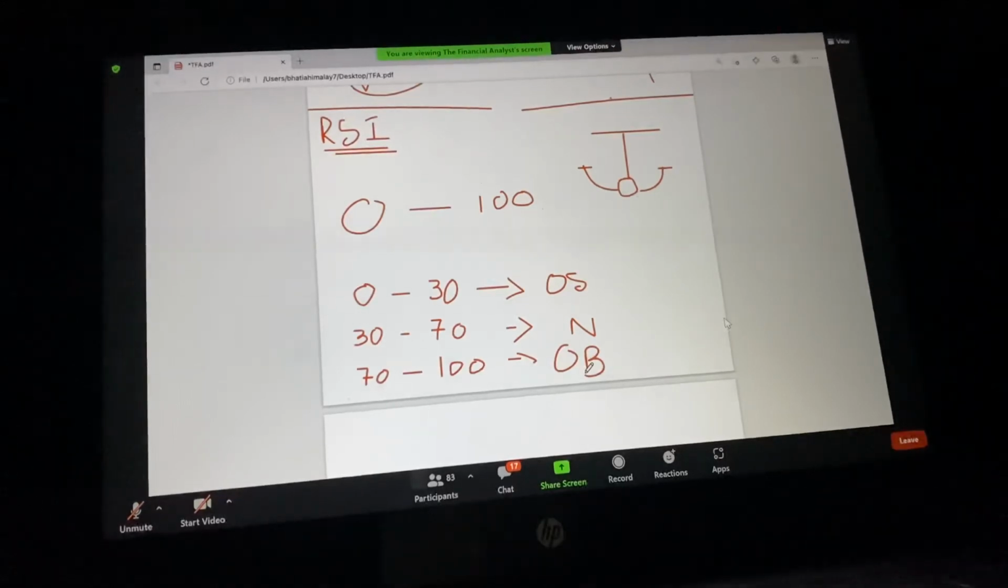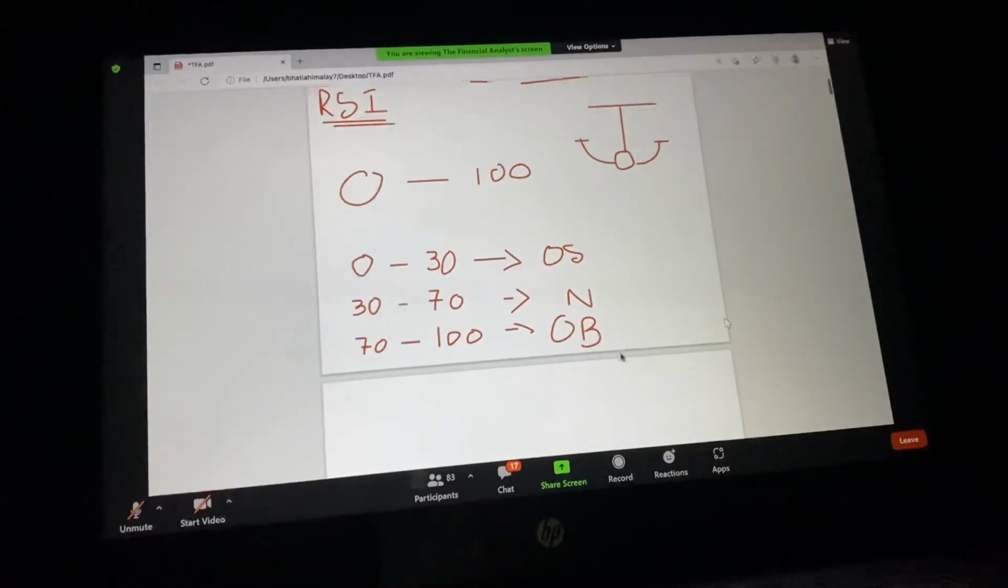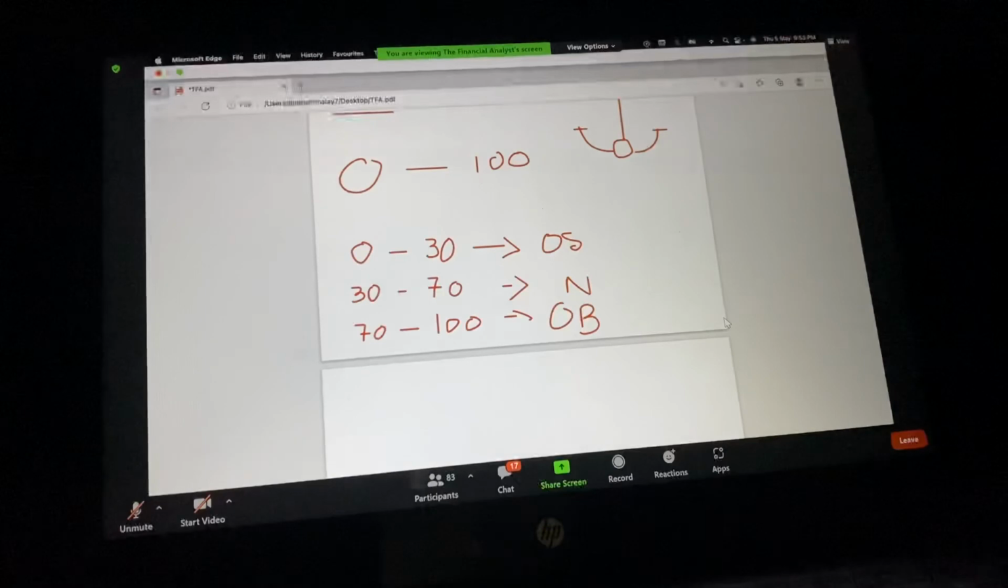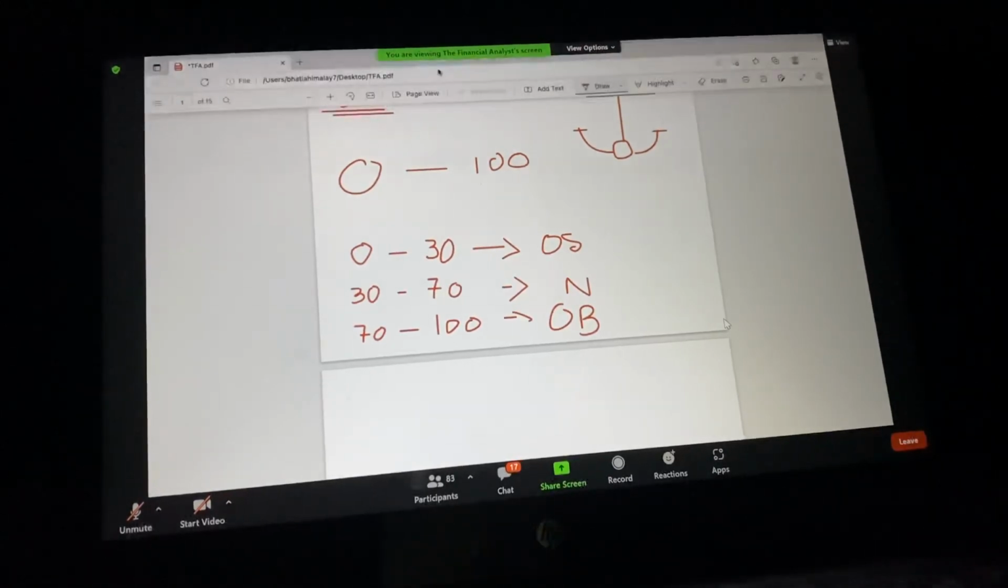Now, I don't want you to jump to conclusions and think that if the RSI comes in the oversold zone, we have to immediately buy, or if the RSI comes to the overbought zone, we have to immediately sell. That is absolutely wrong. I will be teaching you strategies around it. But before that, let's discuss the formula of RSI as well. It is not important for you all to learn this.